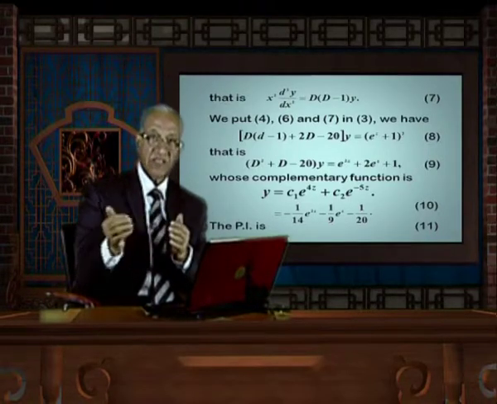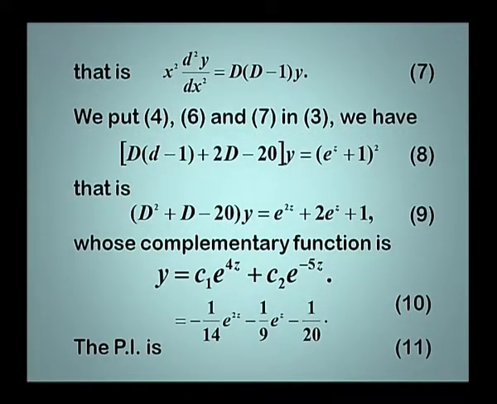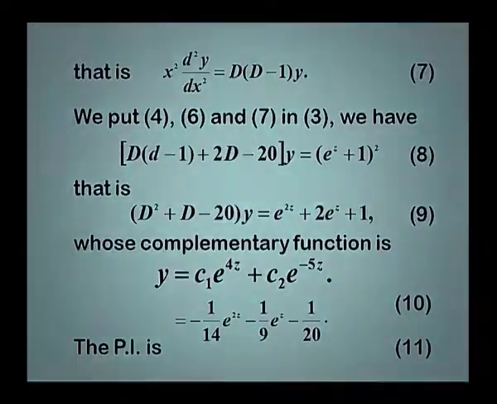We have opened the right-hand side bracket with the formula of (a plus b) whole squared, which is very obvious, and we get equation 9, whose complementary function, as you can know, is given by this. I don't go into detail on the auxiliary equations and then the method, but nonetheless, this is known to all. We solve and we get equation 11. The particular integral we are talking about can also be found.